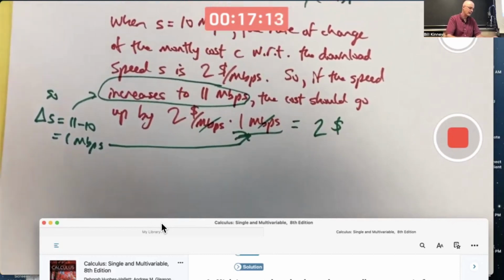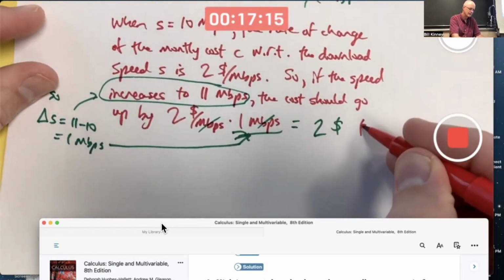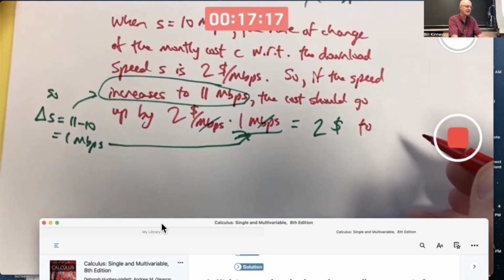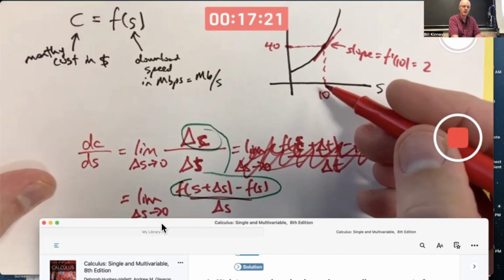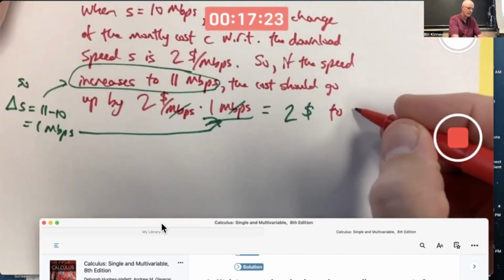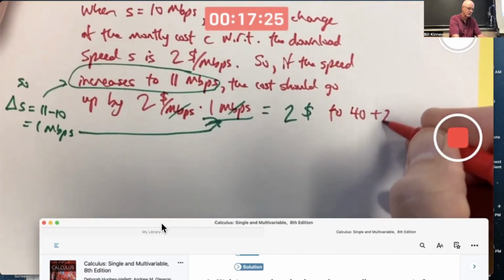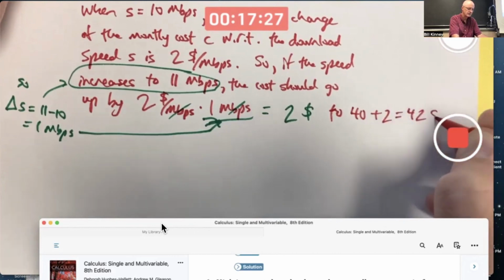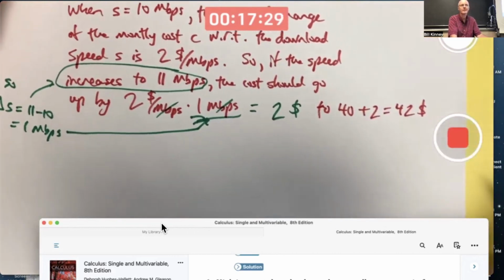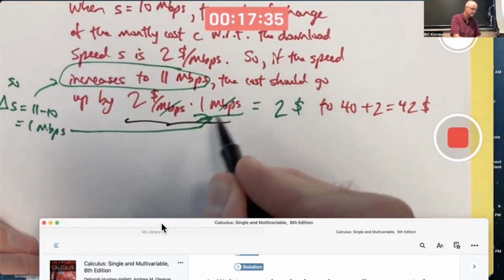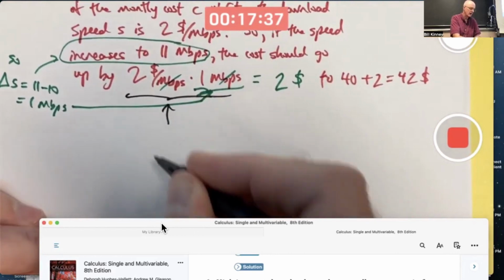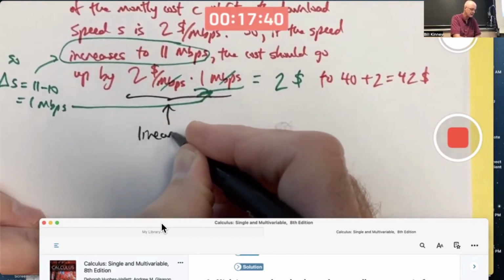And then we could add what it goes to. What will the new cost be? The old cost when it was 10 megabytes per second was $40. So it's going to go up by 2 to 40 plus 2, $42. What I'm using right here is what's called a linear approximation.